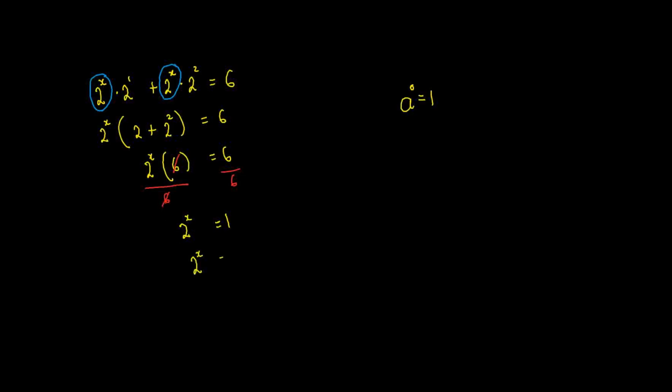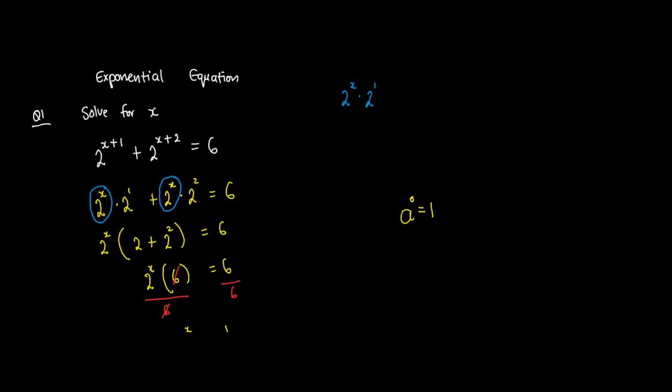So I have 2 raised to the power of x is equal to 2 raised to the power of 0. And because the bases are the same, it implies that the exponents will have to be the same as well. So my final answer, it implies that x is equal to 0. And that is my final answer.